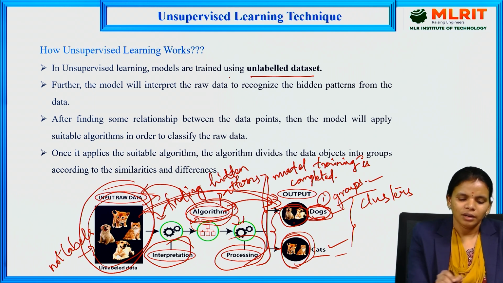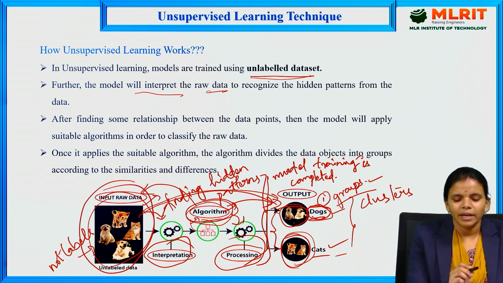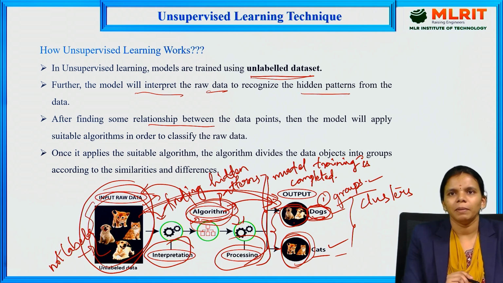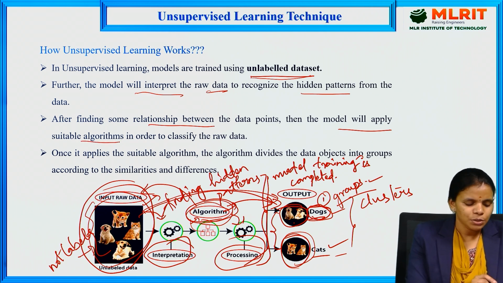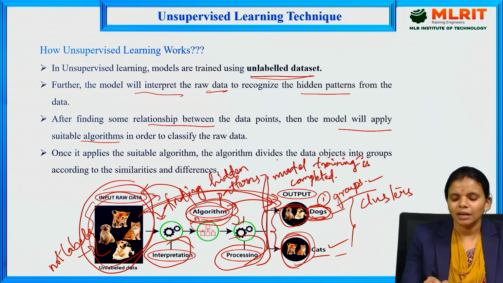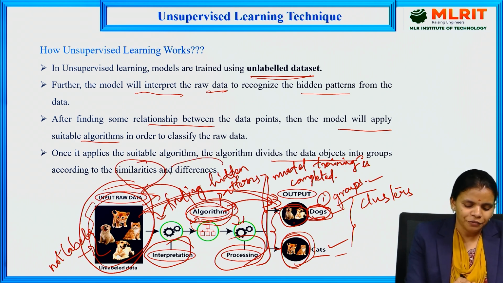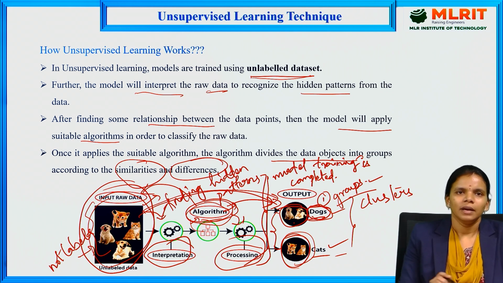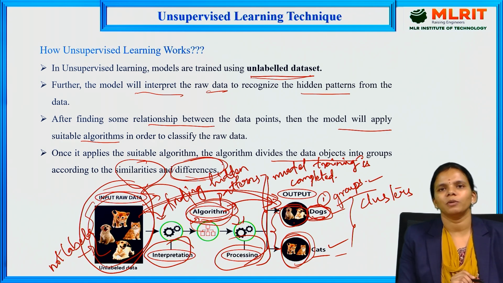Here we train using an unlabeled data set and then interpret the model by using the raw data to recognize the hidden patterns from the data. After finding the relationship between the data points, that is, after finding the hidden patterns in the data set, the model will apply a suitable algorithm. Once it applies the suitable algorithm, the algorithm divides the data objects into groups according to the similarities and differences in the data points. So this is how unsupervised learning works.